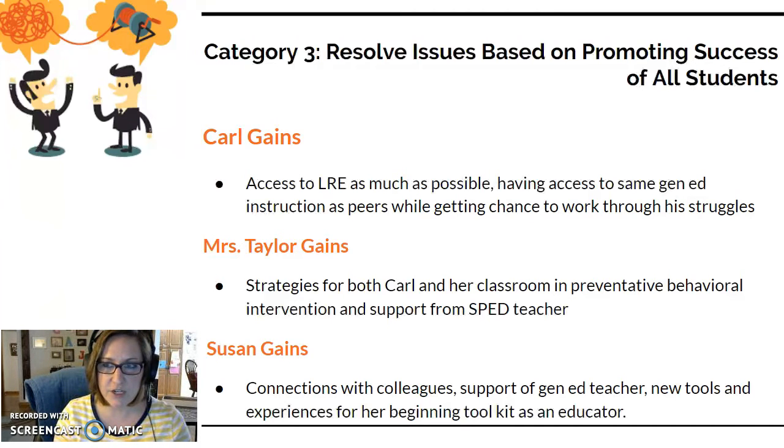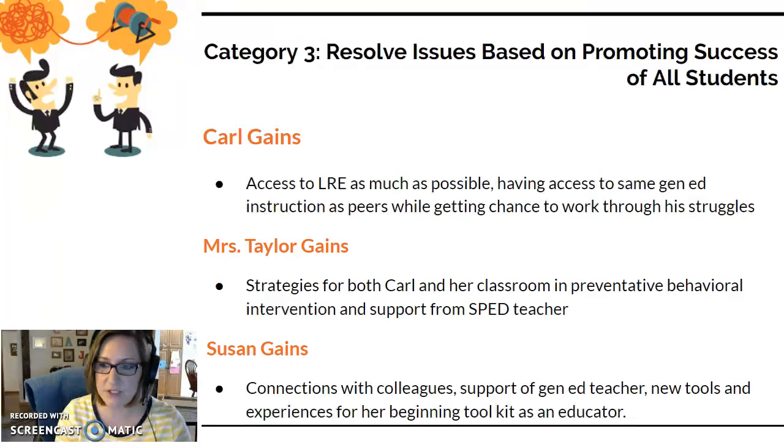Mrs. Taylor will gain strategies for both Carl and for any other kids that would come into his classroom. She needs to have her needs met by getting relief from the negative behaviors, and his classroom needs to see that there is something that's happening because he has gotten so aggressive. However, he needs to see that he's learning something new. He's trying to work through his difficulties.